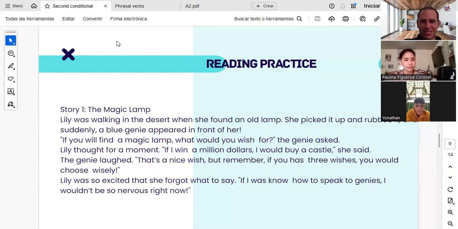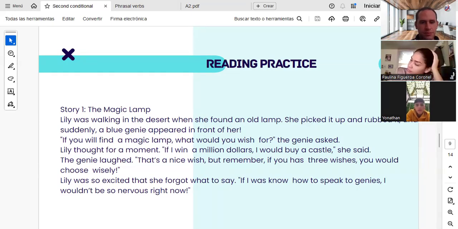Okay, reading practice. So now, Jonathan, could you read this story, please? Story one: The Magic Lamp. Lily was walking in a desert when she found an old lamp. She picked it up and rubbed it, and suddenly a blue genie appeared in front of her.